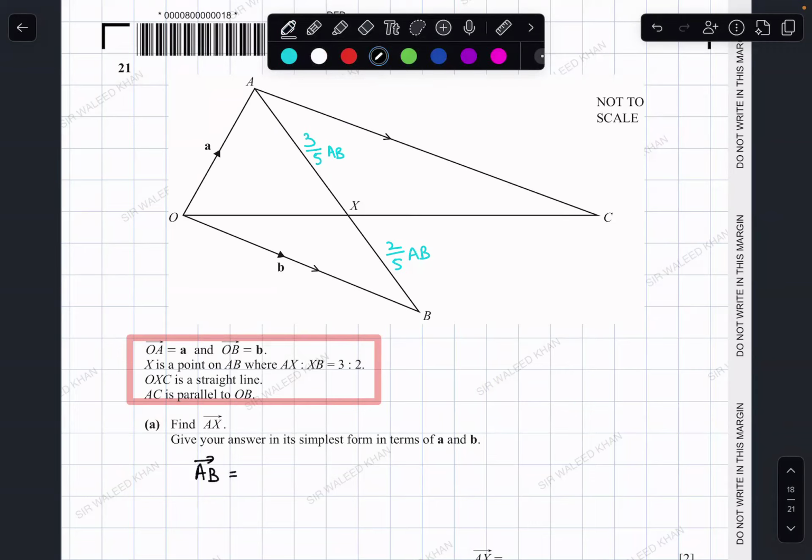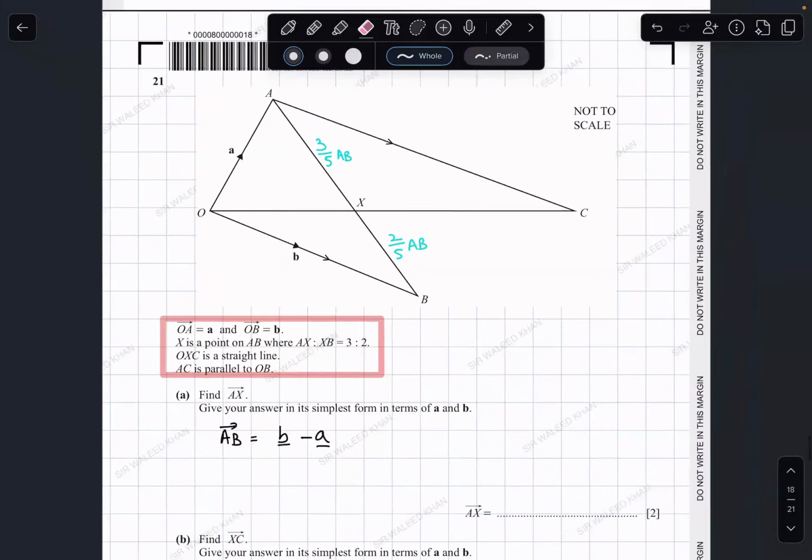A is the starting point, B is the ending point. So I move in this direction. As you can see, this direction and this, they are opposite. So A will be negative and the same direction, so B will be positive. So B minus A. Next, now that I have AB, I can just use the relation above, that AX is 3/5 of AB. So AX is 3/5 of B minus A. That's your answer.